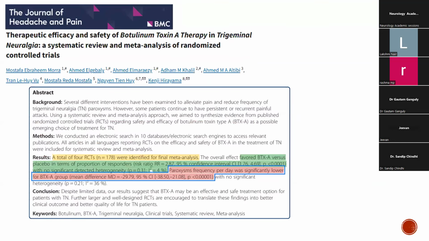So this is another study that studied the therapeutic efficacy as well as safety. This is a meta-analysis of a total of 4 RCTs with a total of 178 patients. The overall effect favored botulinum toxin A versus placebo, and the paroxysm frequency per day was significantly lower for the botulinum toxin A group.